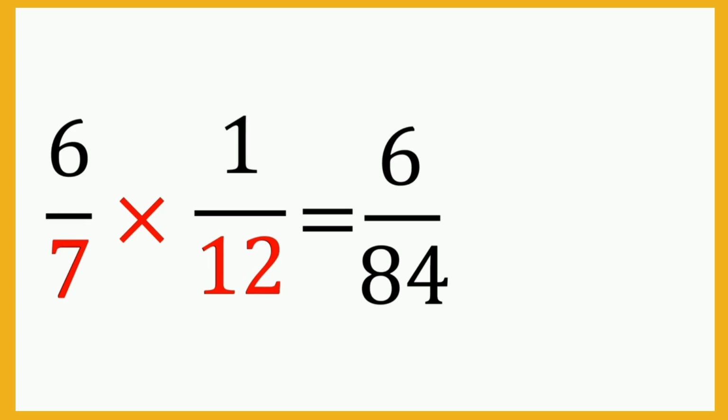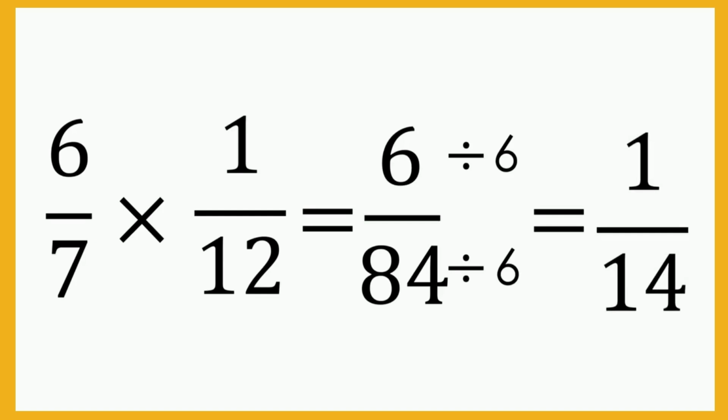But take note, I can still simplify 6 over 84. We simplify this by dividing the numerator and the denominator with their GCF. Their GCF is 6. So when we divide by 6, the answer is 1 over 14.